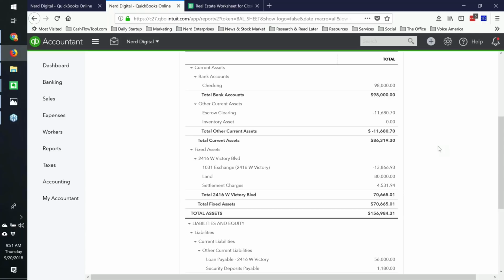So now we have the negative escrow clearing, right? But here you can see the asset. We have the 1031 exchange reducing the basis. We have the land for 80,000 and the settlement charges, which also go to the basis.